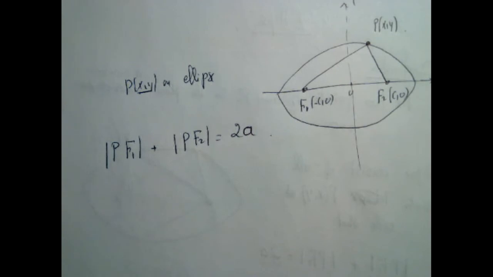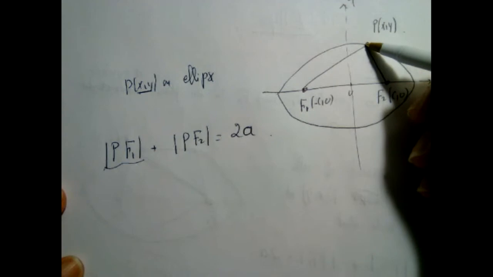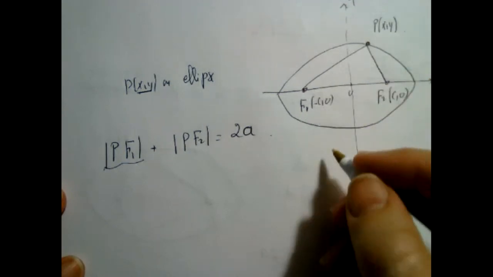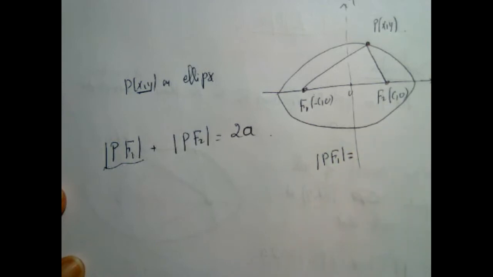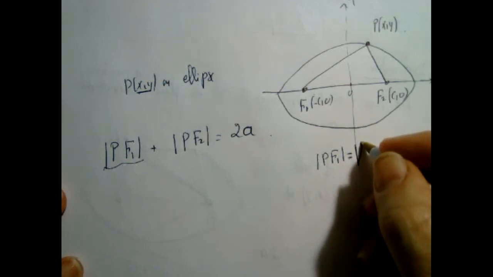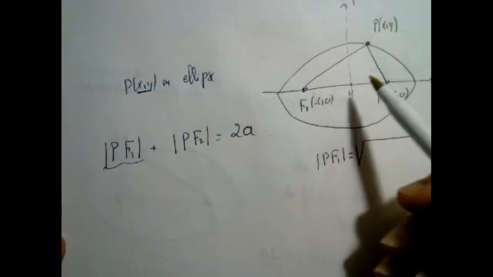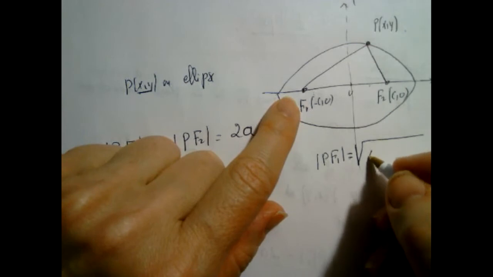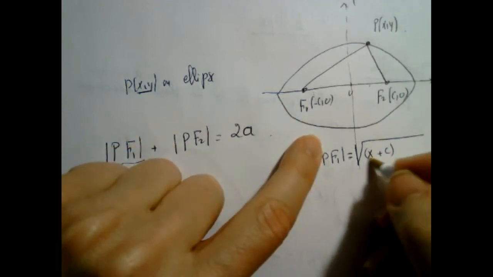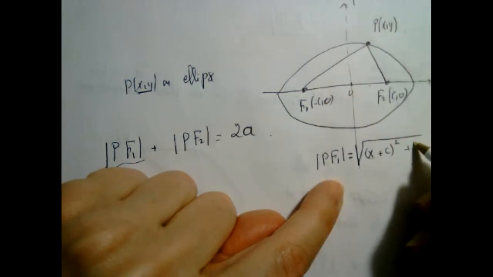Now, what's the distance between P and F1? This is the point P here, and this is F1. What's the distance between P and F1? The distance formula tells me that the distance is the square root of, basically by Pythagoras, the change in x between P and F1. It means how much x changes. So it's x plus c squared, plus the change in y, y squared.